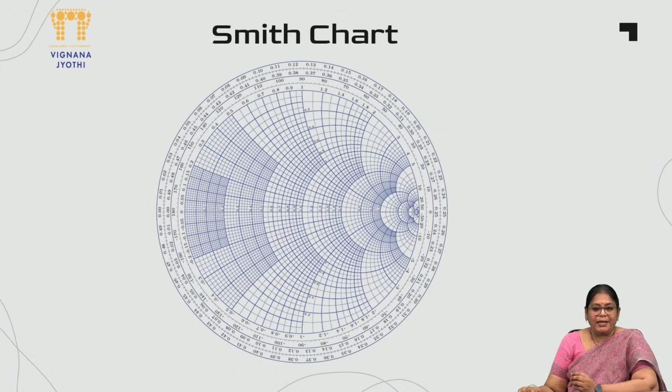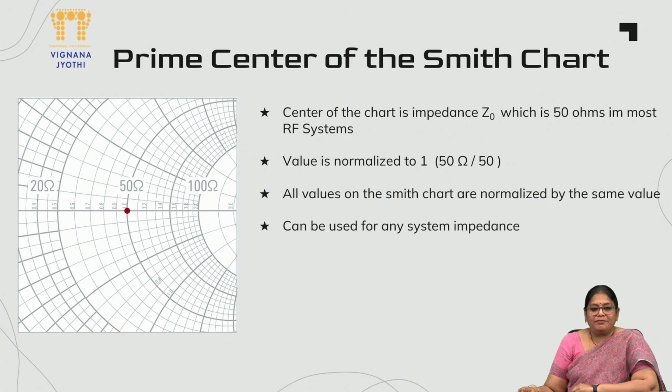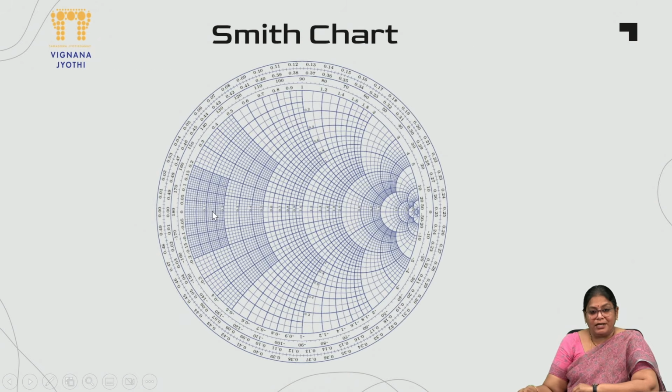We are just looking at the basic part to understand how a Smith chart can be simply used to represent a complex impedance, or how we can read from a Smith chart if you are given a particular value. Okay. So let us first consider the prime center of your Smith chart. The prime center means the center line. If you look at the previous Smith chart, I think you can understand we are talking about this line which is at the center of the Smith chart.